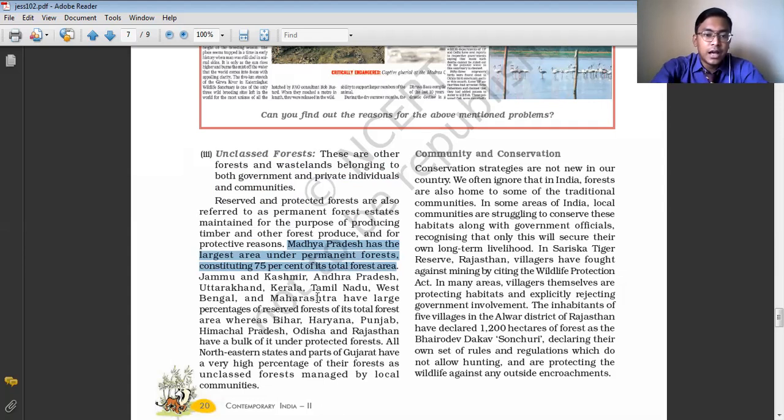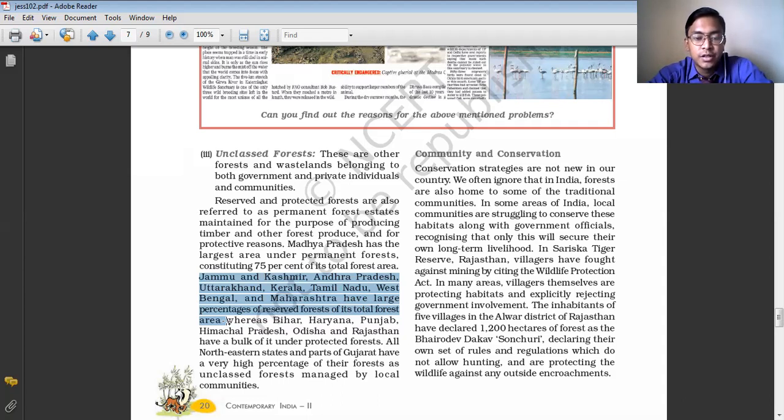After Madhya Pradesh, Jammu and Kashmir, Andhra Pradesh, Uttarakhand, Kerala, Tamil Nadu, West Bengal, and Maharashtra have a large percentage of reserve forest in their total forest areas. In these states the percentage of reserve forest is quite high compared to the total forest area, because in these states we can find dense vegetation cover, that is, dense forest, where different species of wild animals can be found.